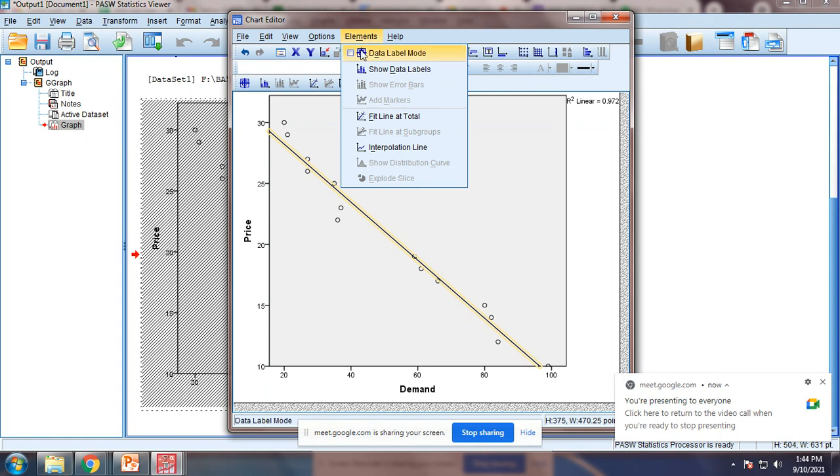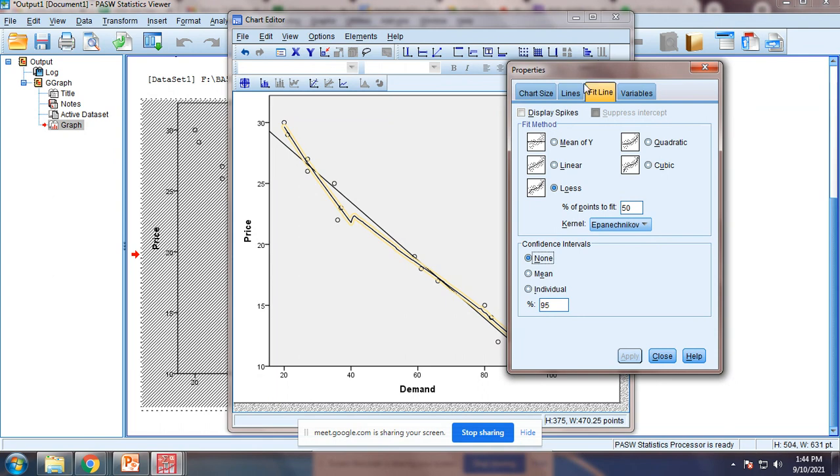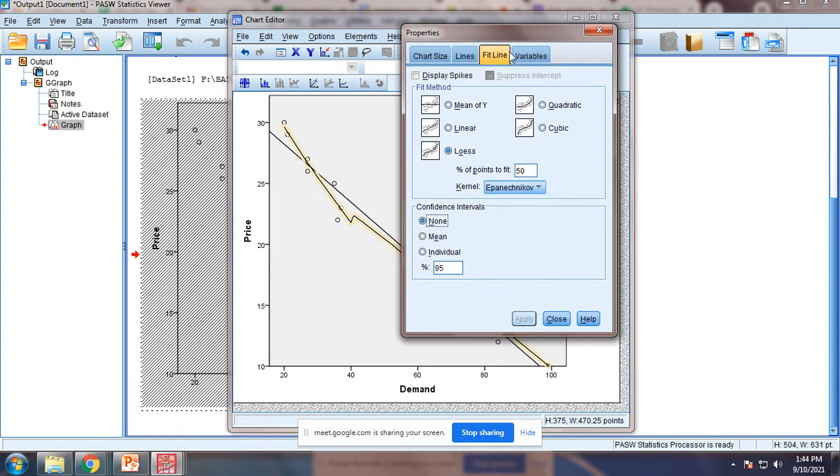Yes, yes. Okay. So once you double click on the chart, go to elements, fit line at total. Okay. यहाँ पे you will have one more properties coming up, fit line. In this, select linear because we want to do a linear one. Select linear and apply and close.